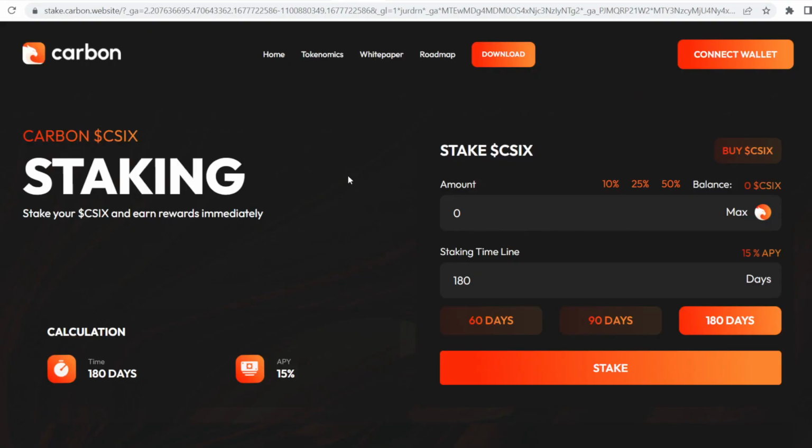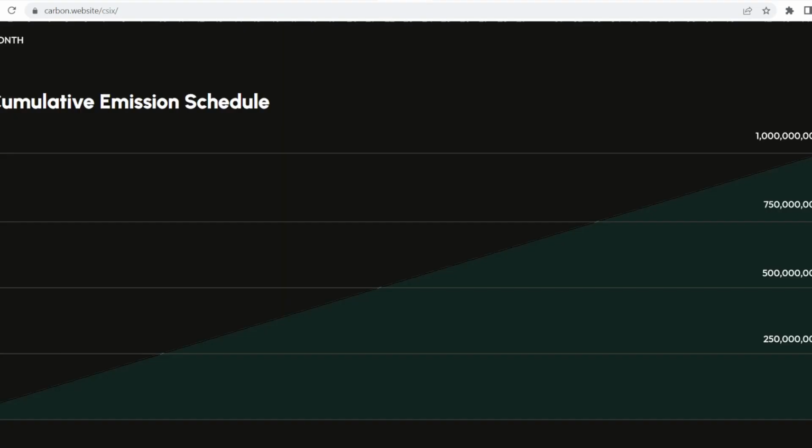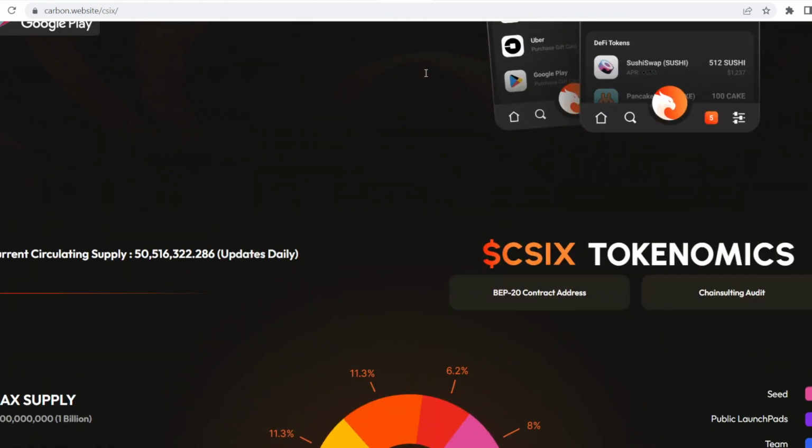For example, if you want to stake this token, you may stake it, and there are certain APYs available for that. For example, if you stake for 60 days, you'll get 5% APY, for 90 days 12%, and for 180 days you'll get 15% APY. So staking is available, and that is working as well. Now come to the tokenomics part.